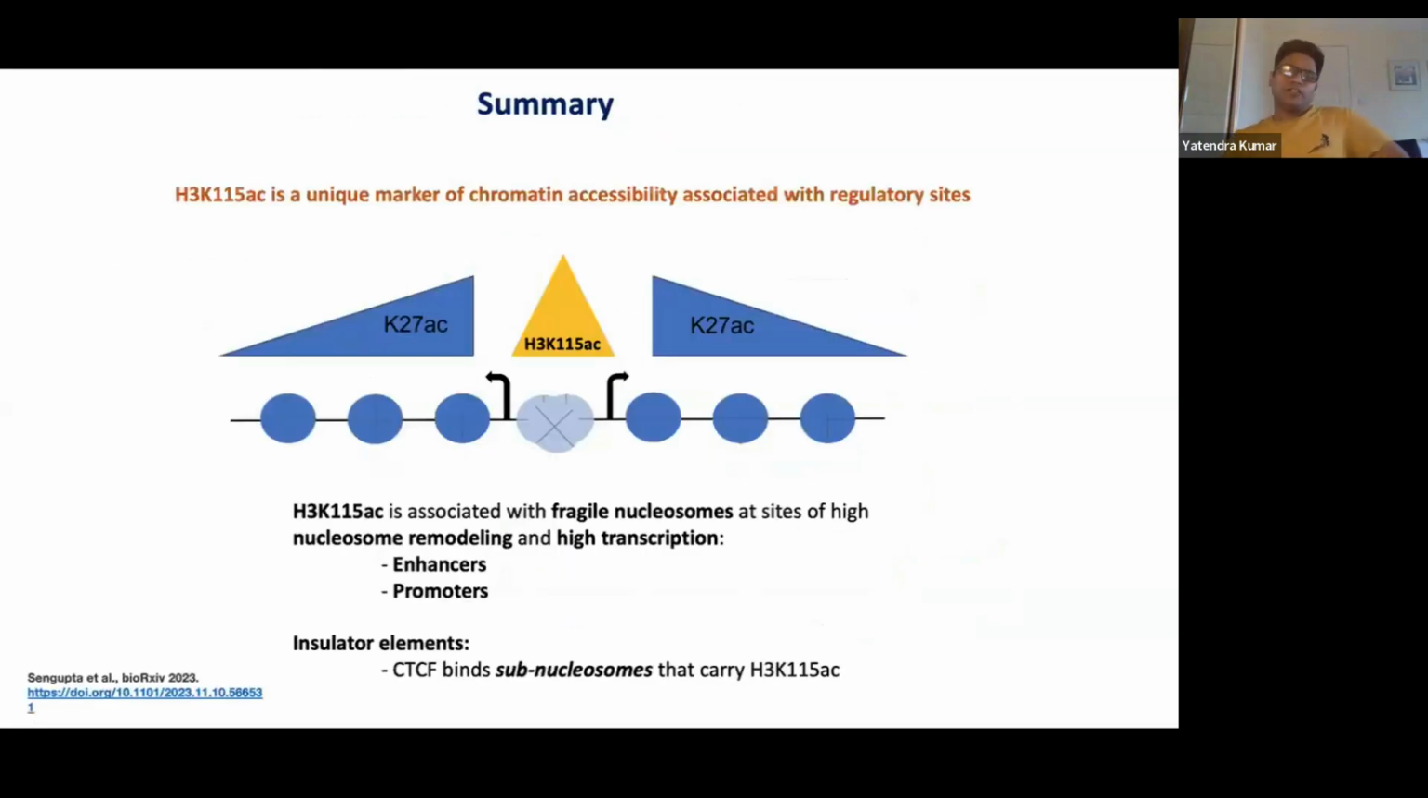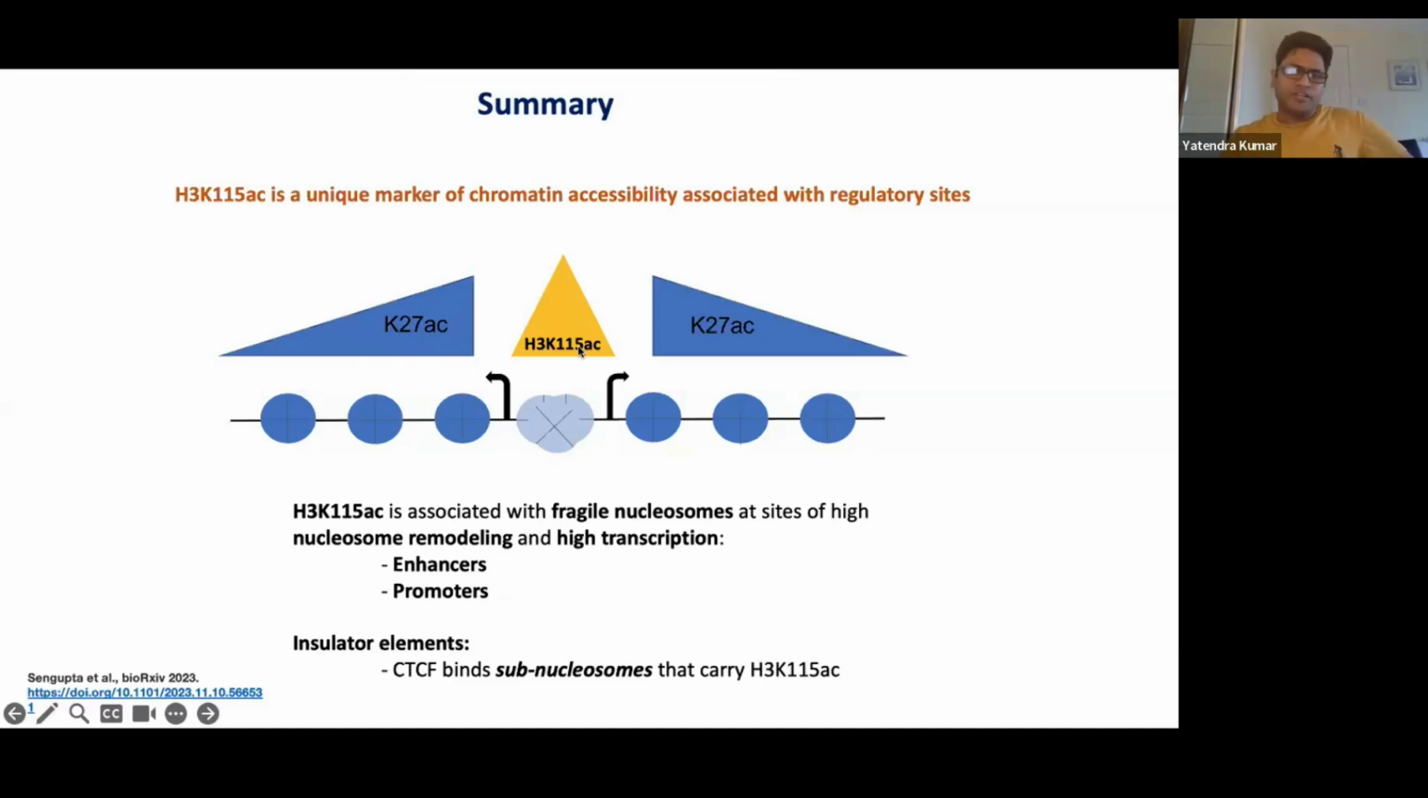So I would like to summarize that the K115 acetyl mark is a unique marker of chromatin accessibility associated with regulatory sites, and it mainly relates to the fragile nucleosomes, which are chromatin remodeling intermediates at these sites. In comparison, other modifications, such as the K27 acetyl mark, are present in the upstream and downstream nucleosomes, but not in the dead center of the remodeling.